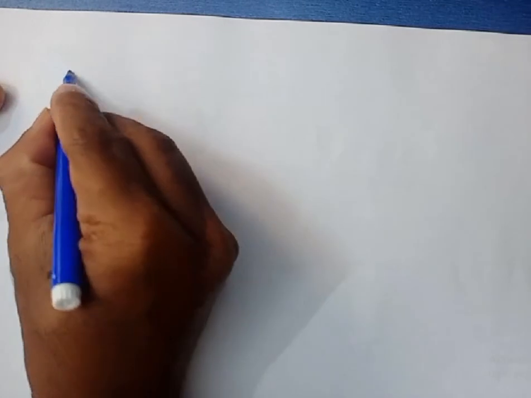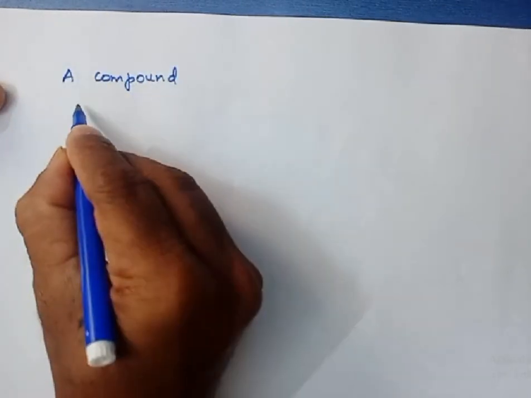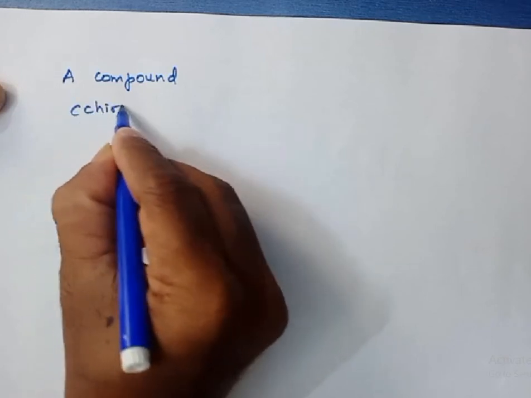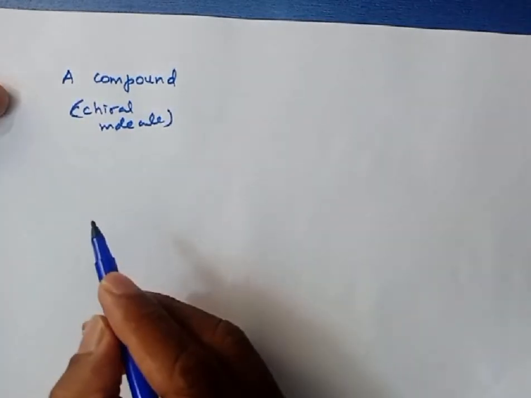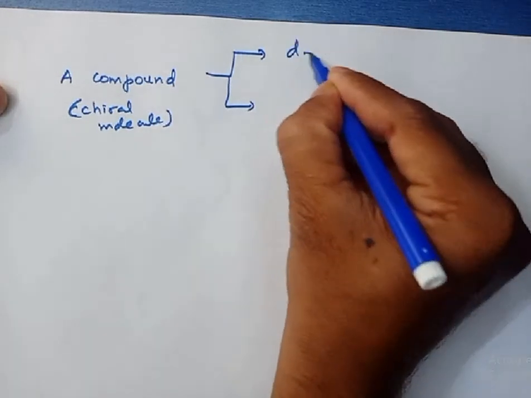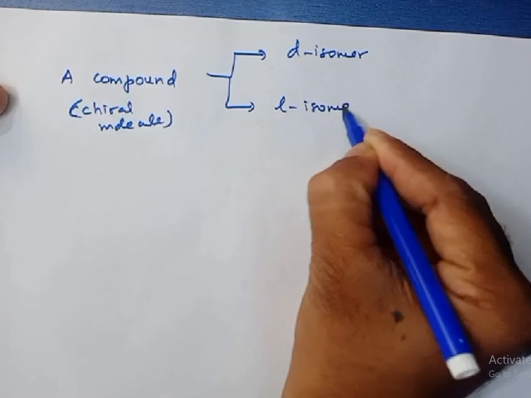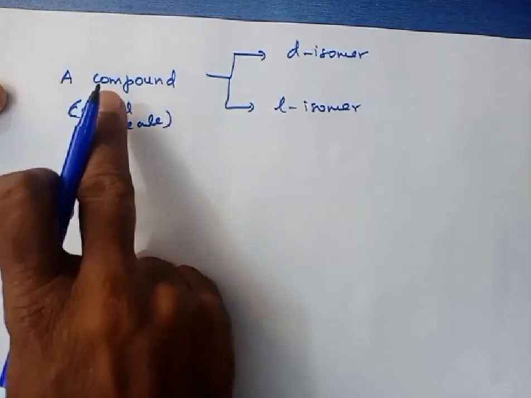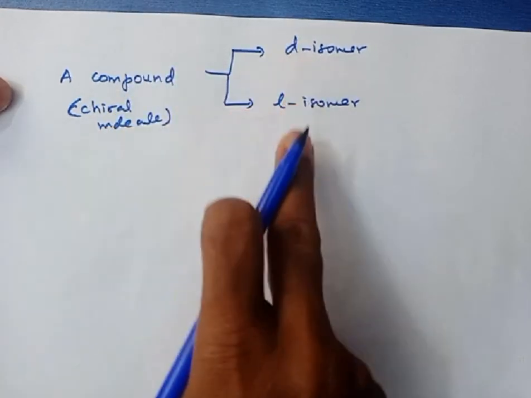Now let me give one more point here. This is very, very essential. Then I stop. Students, suppose I take a compound which is a chiral compound. It's a chiral molecule. And this compound usually has two isomers. One is D isomer, the other one is L isomer. So that compound has two possible isomers, D and L.